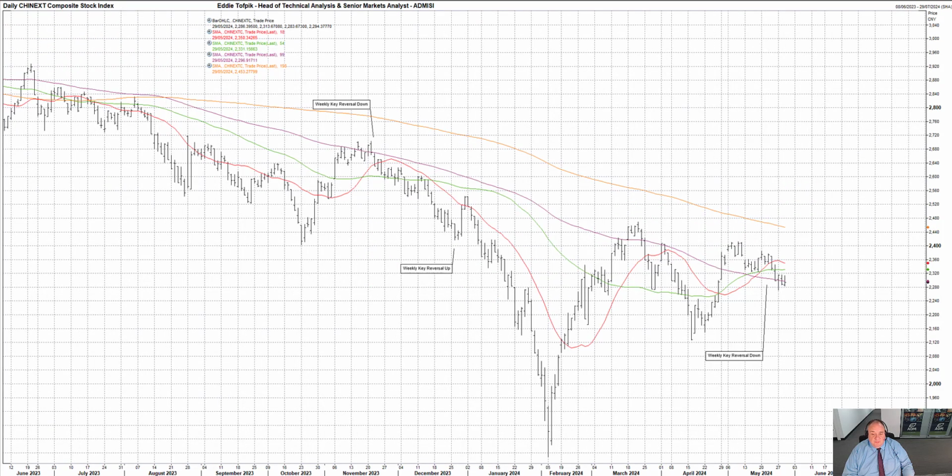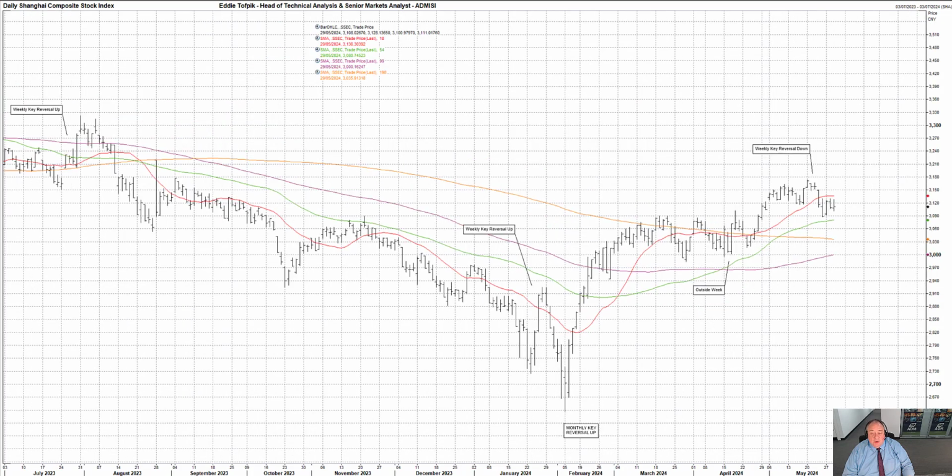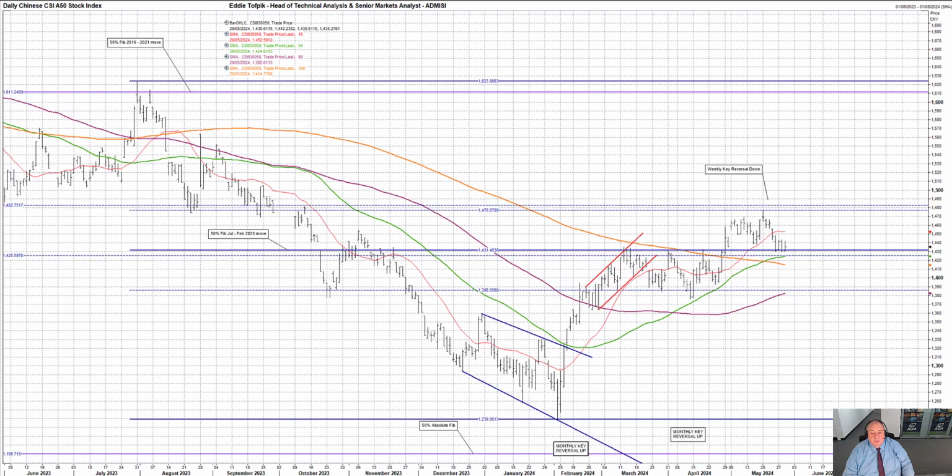This was not the only one, as we also had weekly key reversals down in the Chinex Composite Stock Index, where we have seen this week some attempts at trying lower, and the Shanghai Composite Index, where the action was similar to the CSI 300, with the index hanging around and just above last week's low. Plus the Chinese CSI A50 stock index, which had a similar action to the Shanghai Composite.